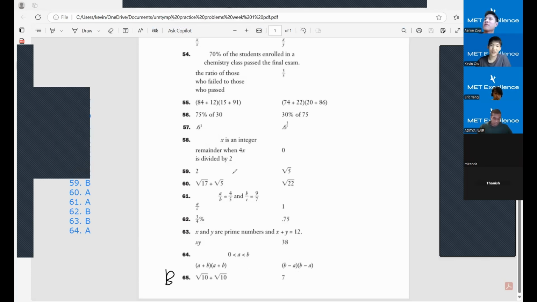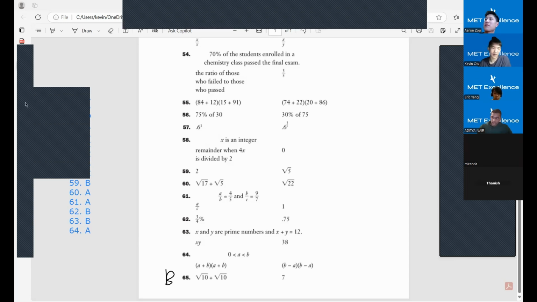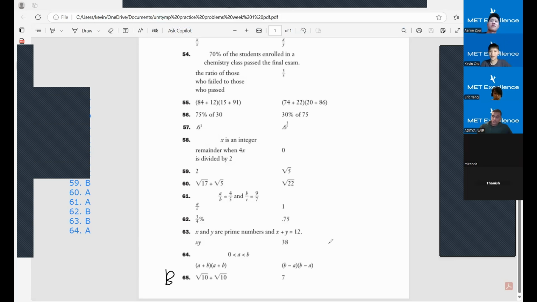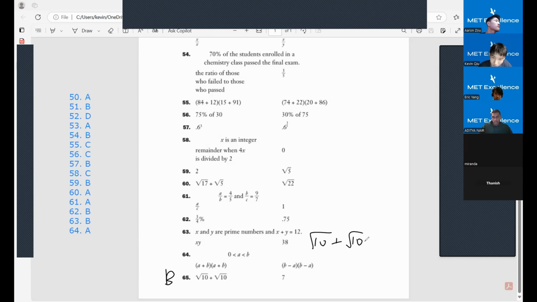But we obviously want a more sure way so that we can guarantee that we're getting these points on the UMTYMP exam because the cutoff for making it in is very high and we don't want to drop any due to careless mistakes. So what we do is when we add them, we see that root 10 plus root 10 equals 2 root 10.